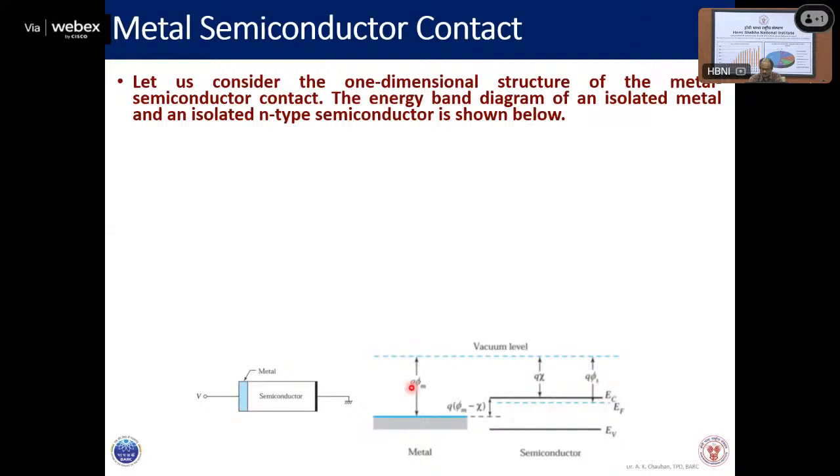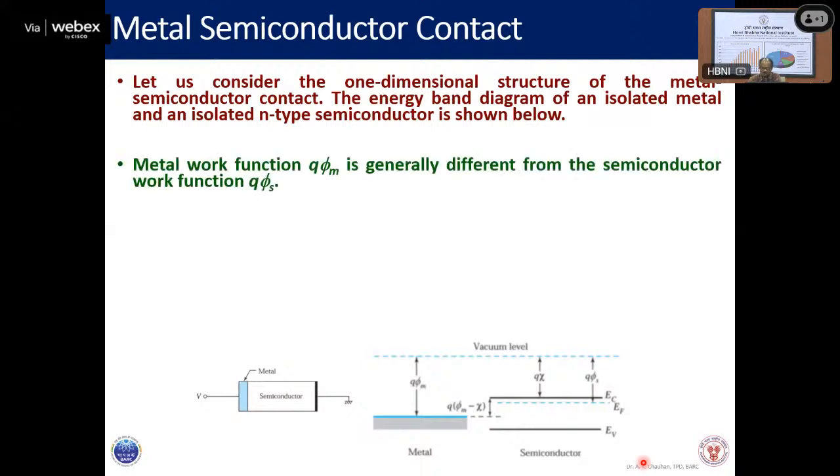In case of metal, you always have a work function. This will be from the vacuum level. Suppose the work function is phi m, you will have q phi m at this level. In the case of semiconductor, you have electron affinity, suppose q chi. And when you join them, you always have to remember a few things.